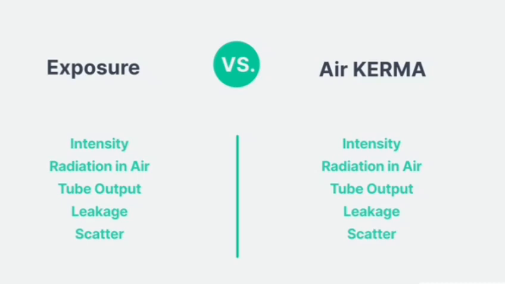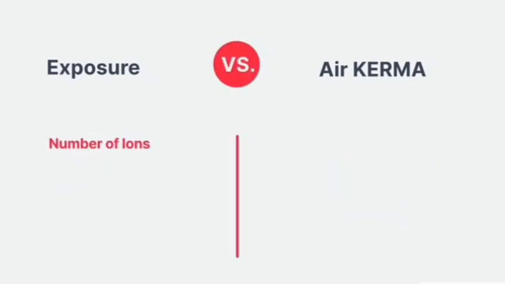But how are they different? Exposure measures only the number of ions created in air, but air Kerma measures the energy of those ions. Exposure is measured in units of coulombs per kilogram or microcoulombs per kilogram, but air Kerma is measured in units of gray or milligray or even microgray.